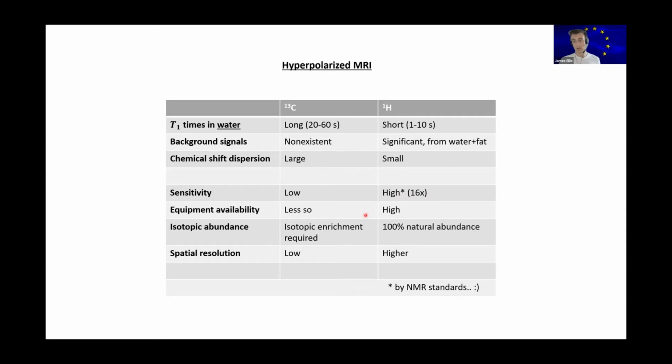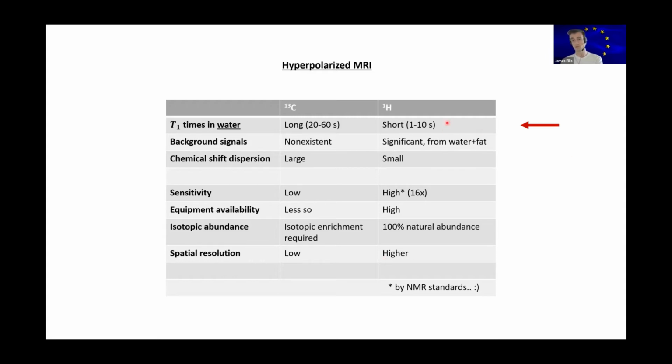Equipment availability: I guess just about every commercial MRI scanner in the world has proton pulse and detect capabilities. And isotopic abundance: there's no need for isotopic enrichment with protons. And finally, I've been told, I'm assured, that you can have higher spatial resolution with proton imaging because they respond better to field gradients, right? They have a high gamma, so they're more responsive.